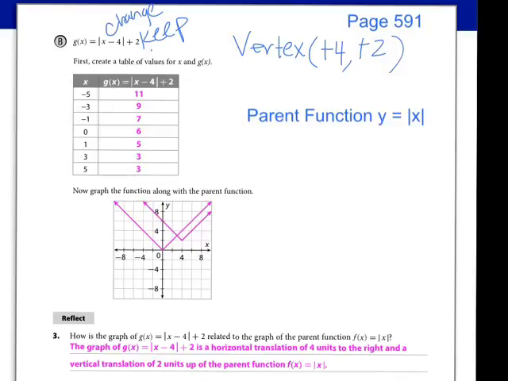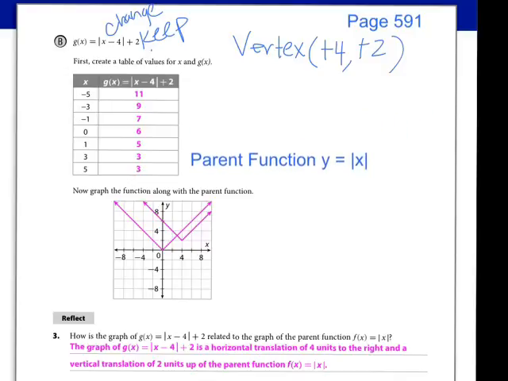So this would be my parent function. Now my parent function is this equation here, the first equation, because it's at 0, 0, first of all. It's at 0, 0. And then I haven't really talked about the number in front of the absolute value. And that number for this problem would be a 1.